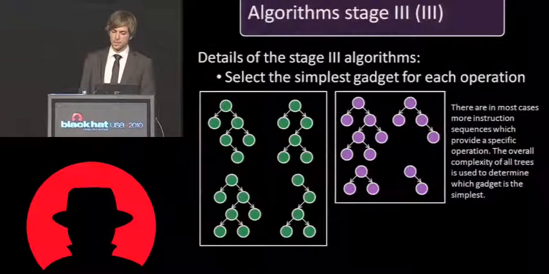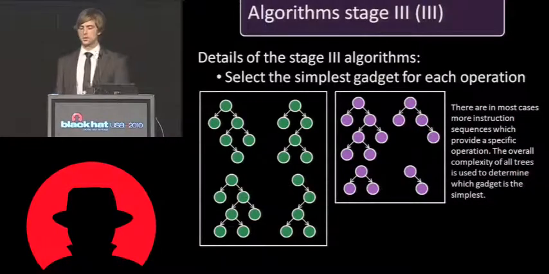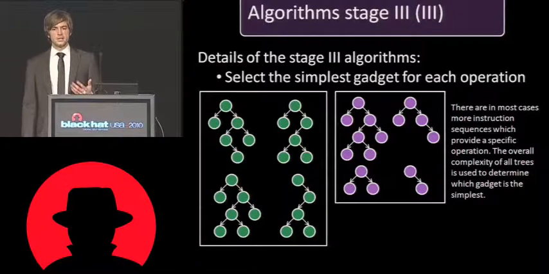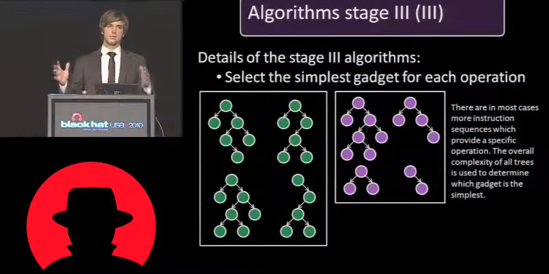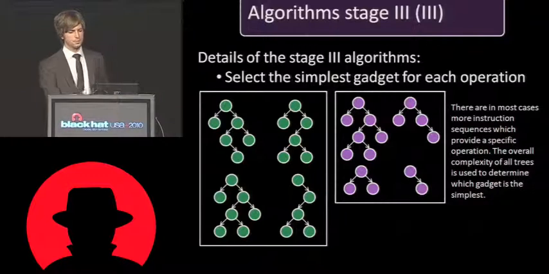Okay, to select the simplest gadget, what does that actually mean? For most of the instructions, like in addition, we have trees that can be arbitrarily complex, but there are also trees which are very simple, and we try to strip down most of the very large and very complex trees, because they are really hard to compile later on because of all the side effects I told you about already.